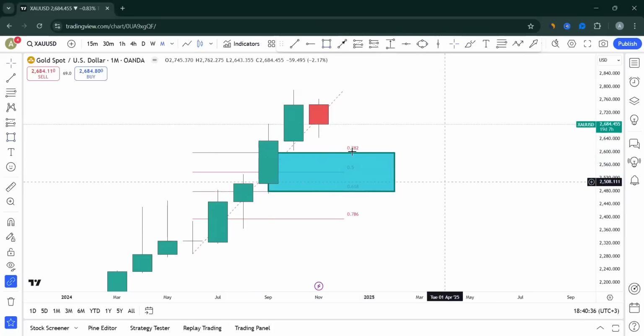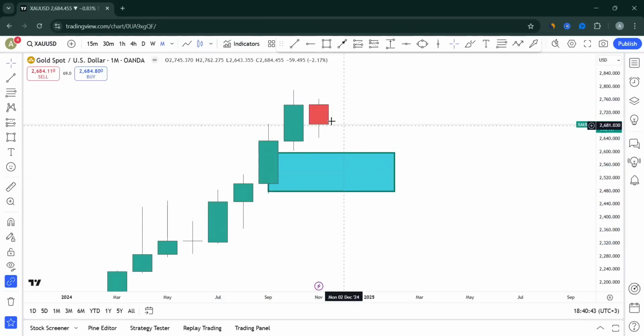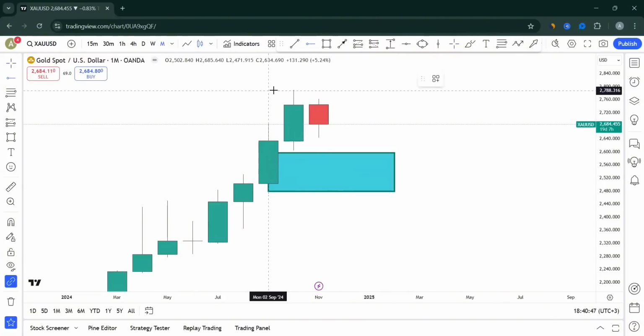I'm just going to mark the whole of this level here. We should not break this golden ratio, okay? If it breaks the golden ratio, it means that we are changing direction from going upwards to going downwards. So we already have this impulse, okay? So this is the highest point that the price came down from.